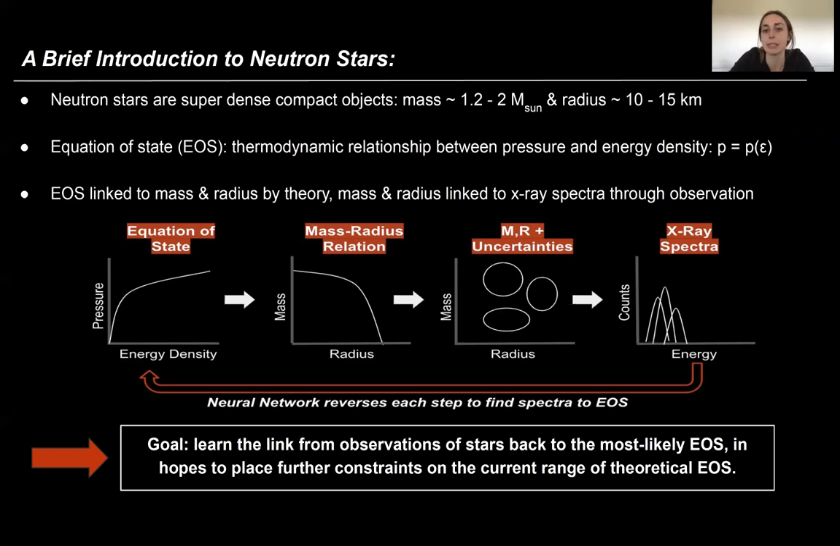However, there's no direct link between observations of a star to its most likely equation of state. Equation of state is linked to mass and radius from a theoretical standpoint, and mass and radius are linked to radiation spectra from an observational standpoint. We propose using machine learning to predict an equation of state from observational properties of a star in hopes to place further constraints on the existing range of equation of state models. This would provide the astrophysics community a better understanding of the evolution of massive stars and about the fundamental building blocks of matter.